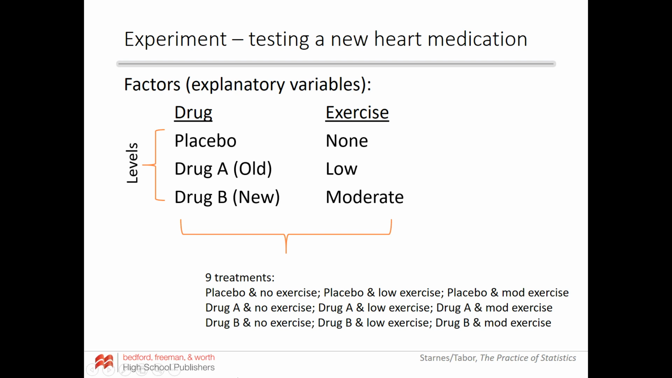So essentially what I want to do is run an experiment and figure out which combination is the most effective. Maybe my new drug and only a low amount of exercise is the most effective for preventing heart attacks. Maybe moderate exercise is actually too much, but I don't know until I run the experiment. So that's why I have all these different combinations, which give me the 9 treatments.